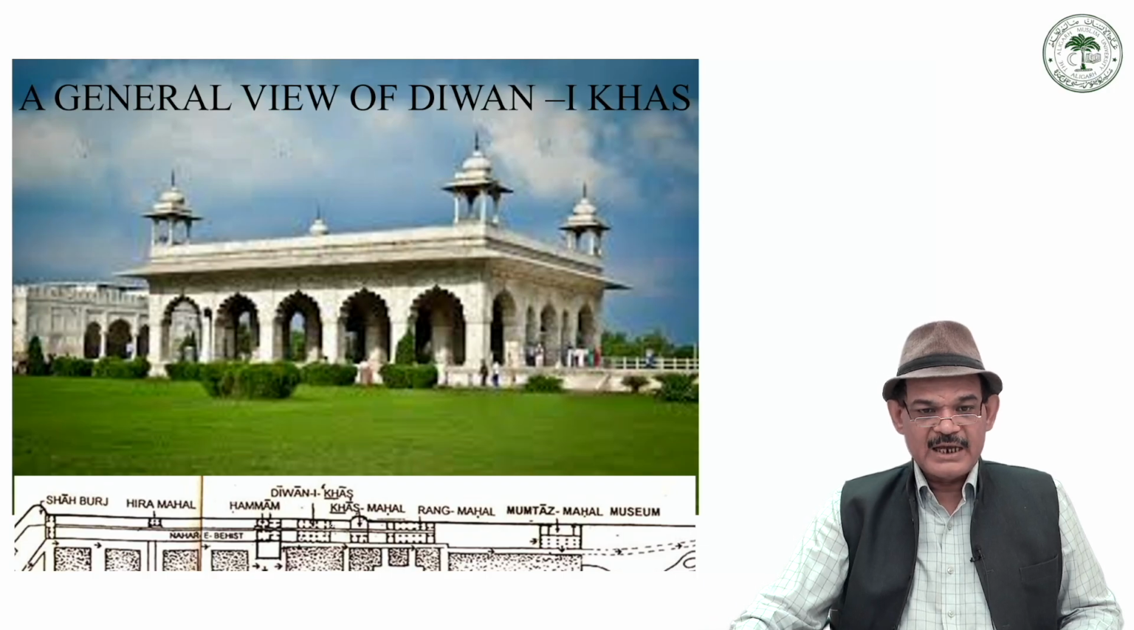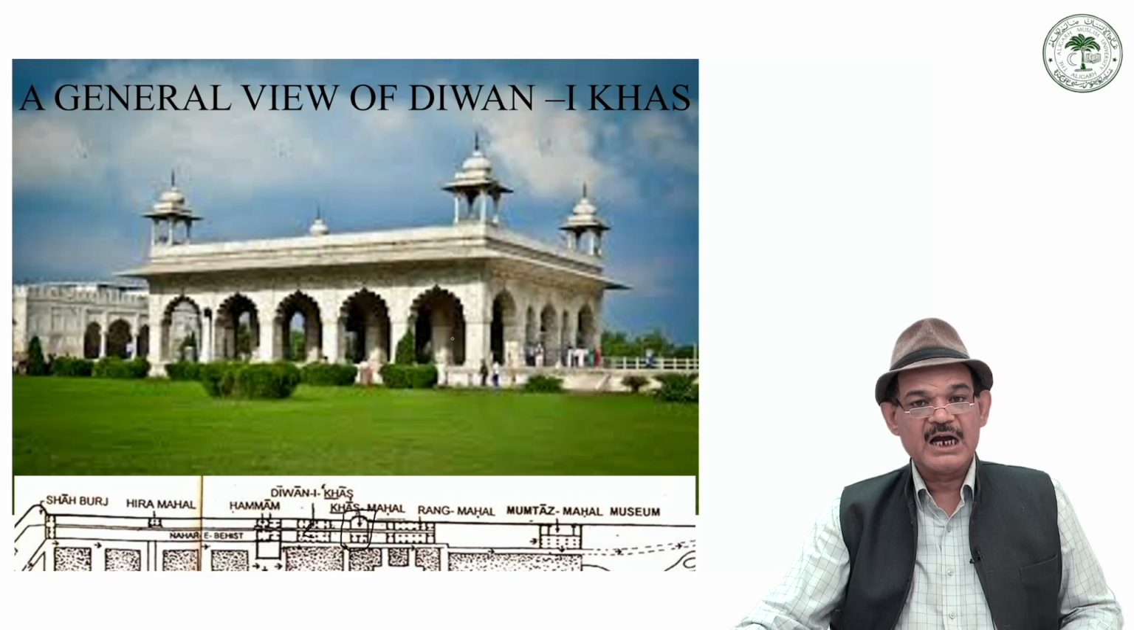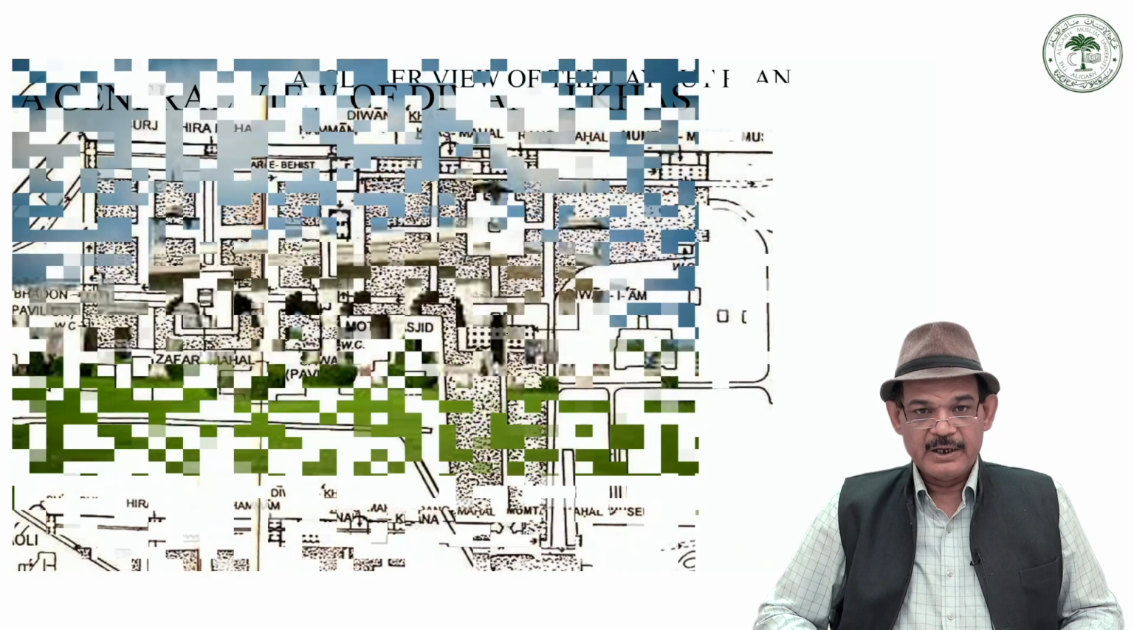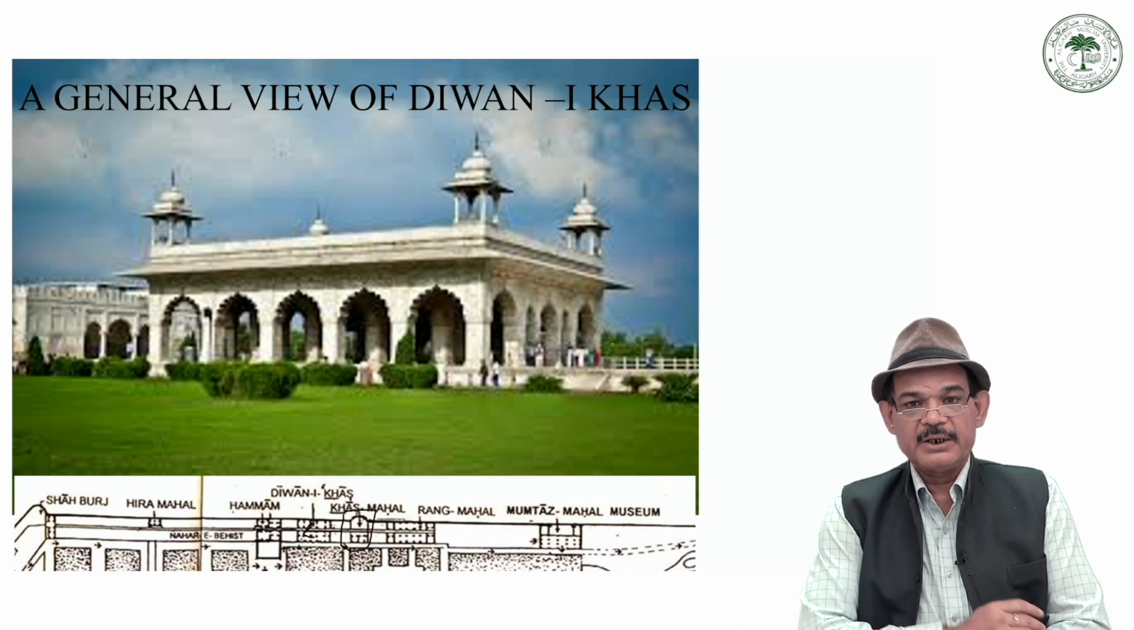On the northern side of the Khas Mahal, there is the structure of the Diwan-e Khas. The Diwan-e Khas is a structure built entirely with white marble. It is a highly ornamented building built on a rectangular plan.